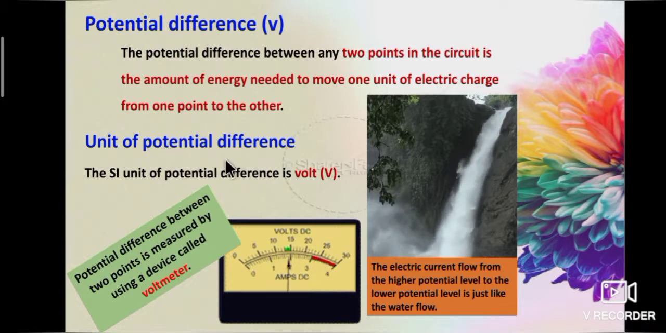Next, the unit of potential difference. The SI unit of potential difference is volt. Potential difference between two points is measured using a device called a voltmeter.